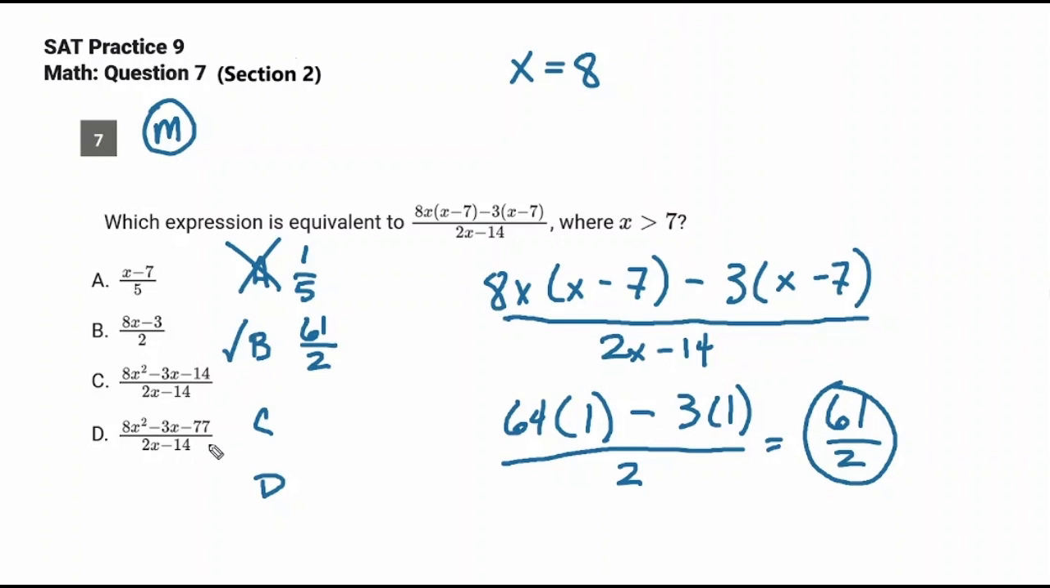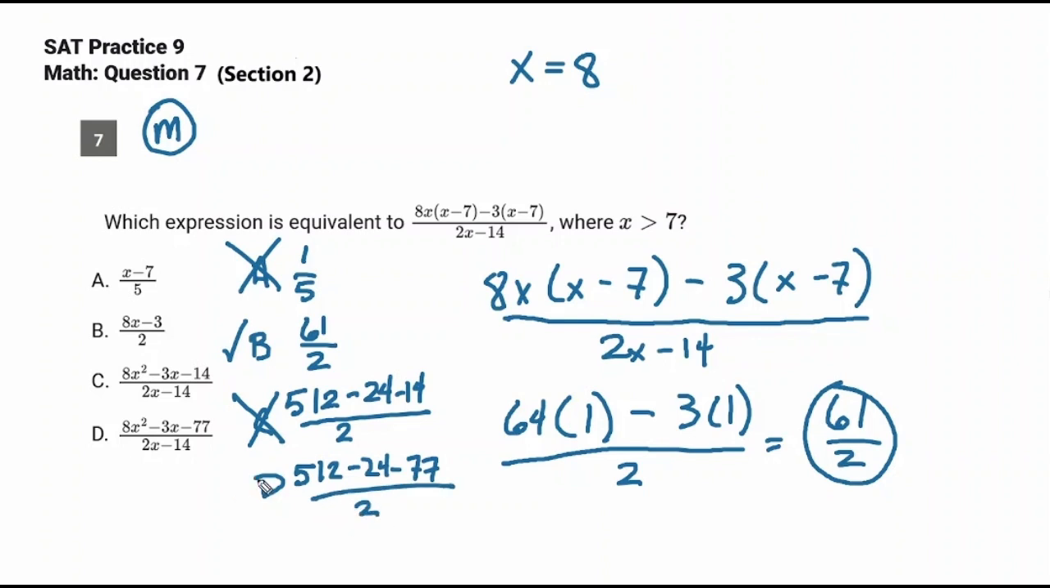Should I check C and D? Sure. So this is going to be 8 times 64. I'm going to do that one on your calculator. That's 512 minus 24 minus 14 over 2x minus 14. You know what that is. It's 2. You can ballpark. You don't need to do anything else. This thing on top is not going to be 61. You know that 8x squared is 512 minus 24 minus 77 over 2, again, ballpark, that's not going to be 61. And so the answer is B.